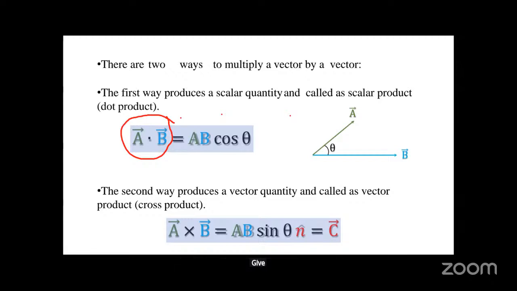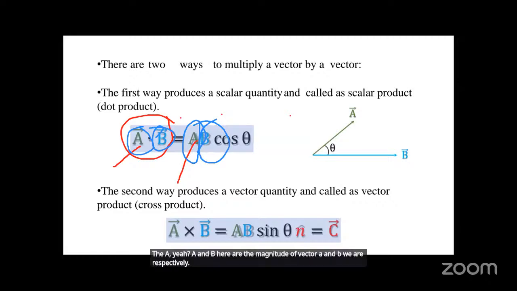They could be 3D vectors or 2D vectors. While the A and B here are the magnitudes of vectors A and B respectively. So that is the first way.